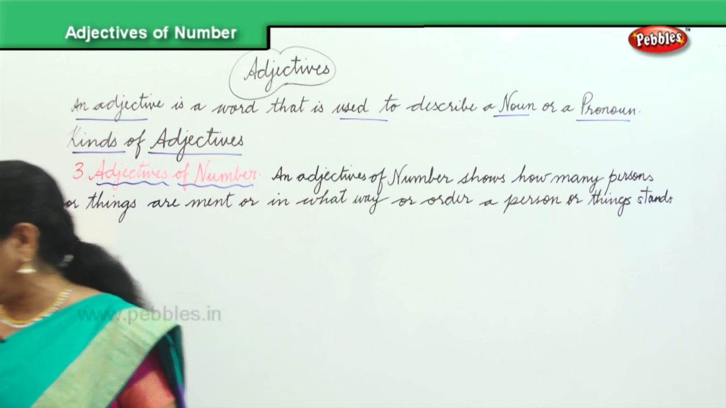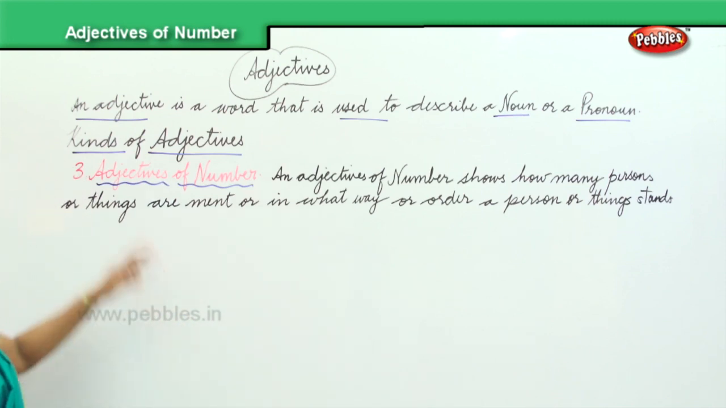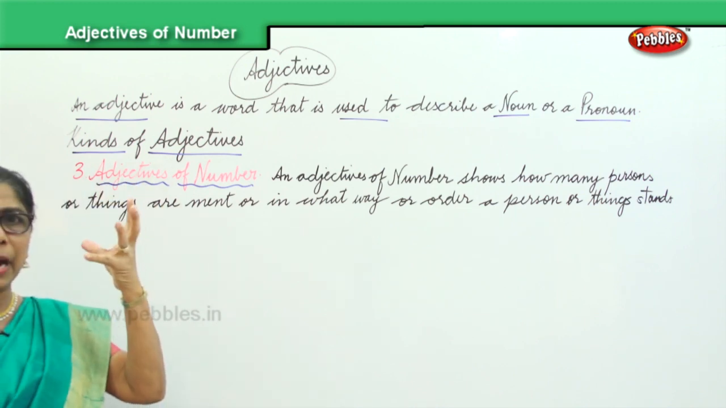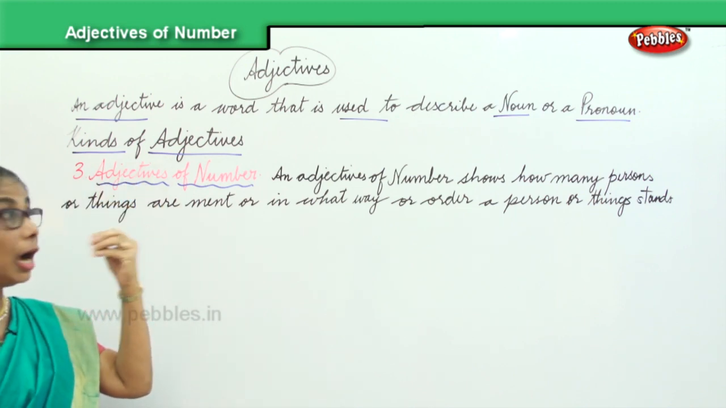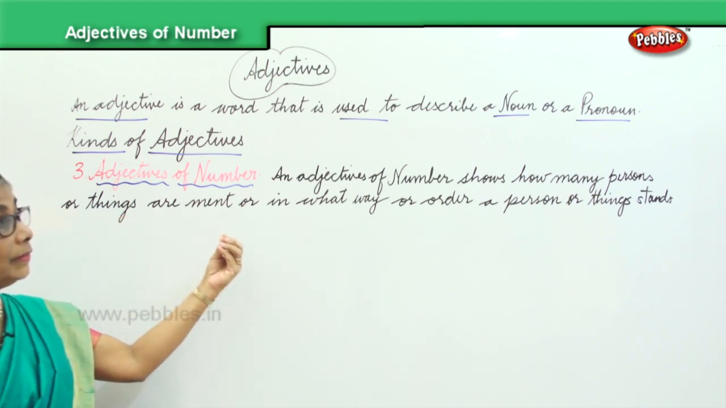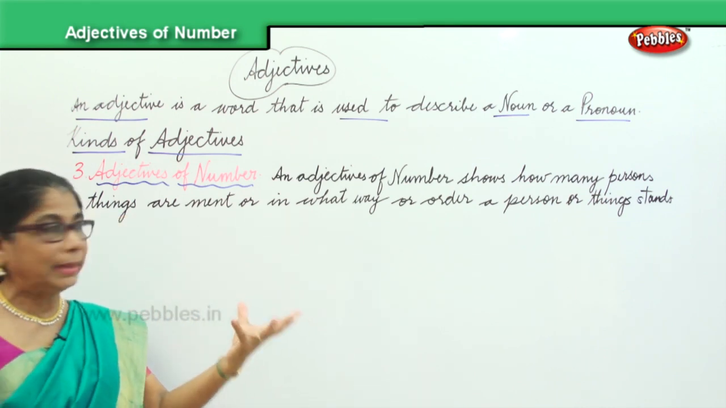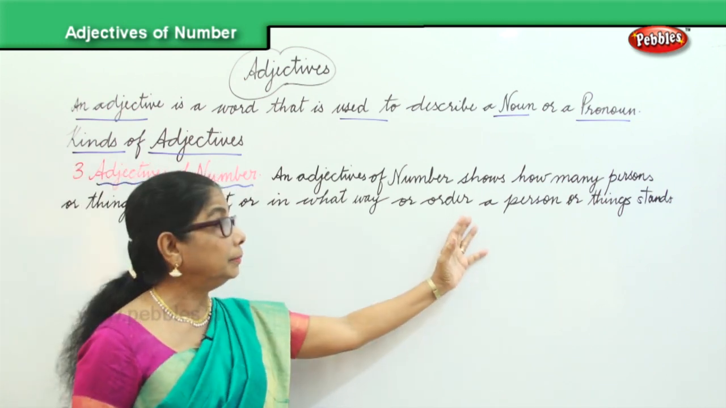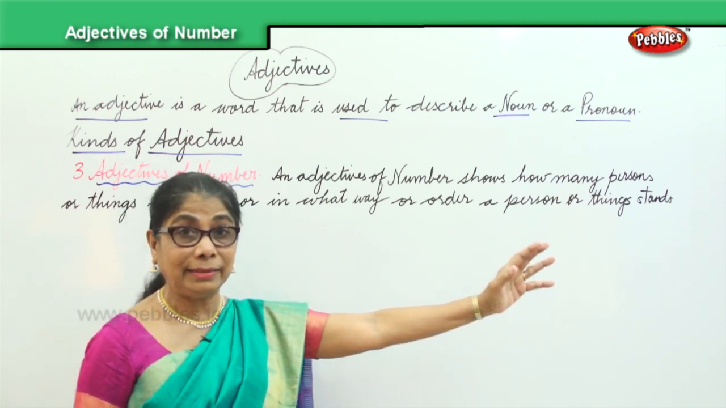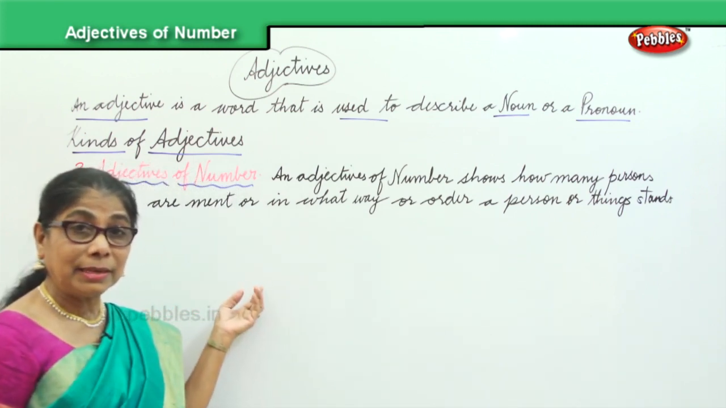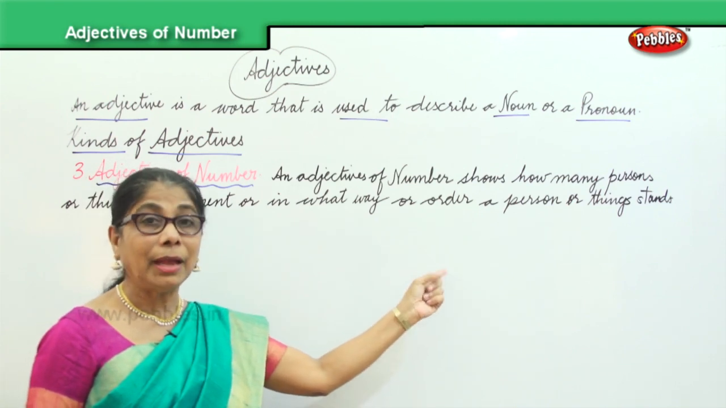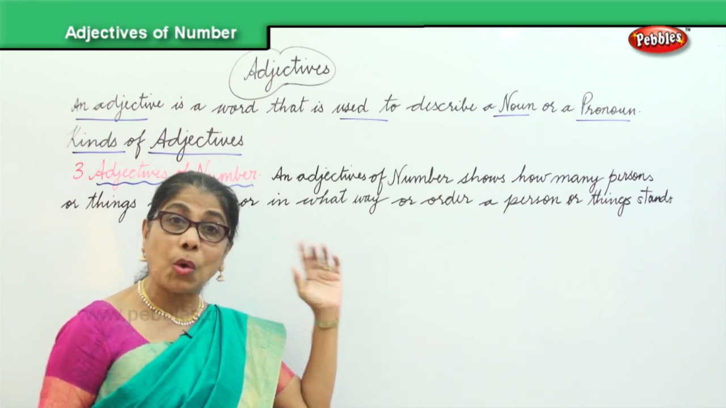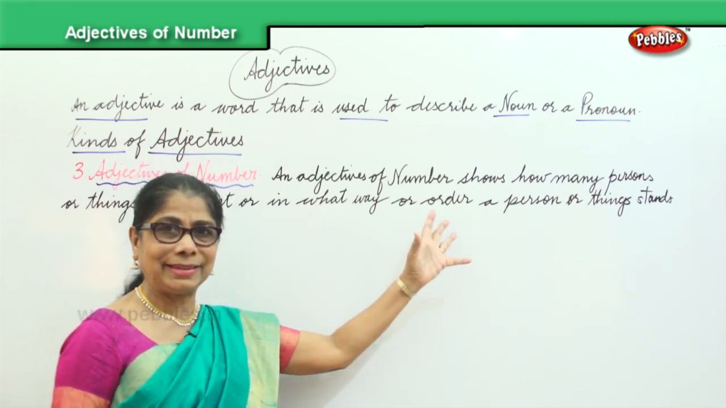Now let's look at it once again. The third kind of adjective is adjectives of number. How many? It answers the question, how many? And adjectives of number shows how many persons or things are meant and in what order a person or things stand. Suppose you have 10 pencils, say bring the third pencil. The fifth boy can come here. Cut off the second tree. So order of things, persons.